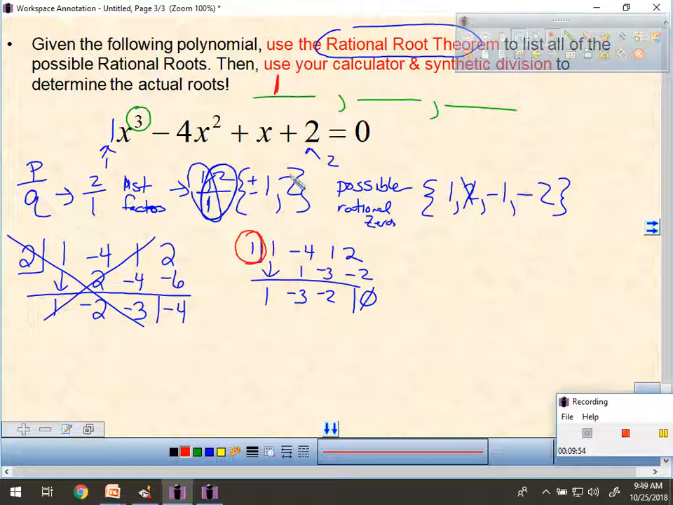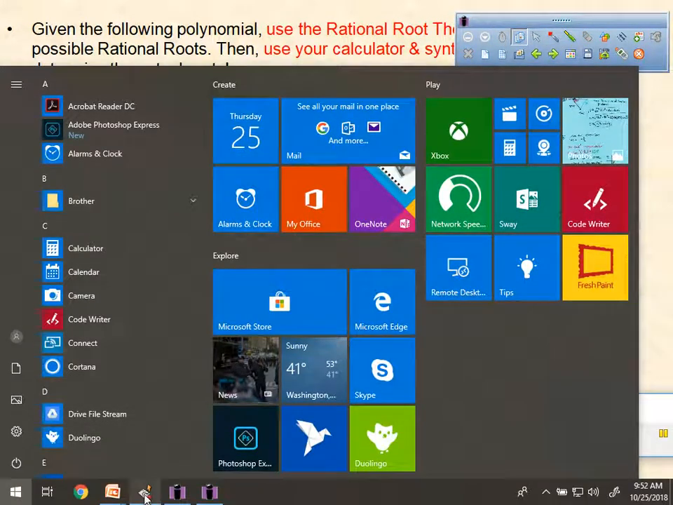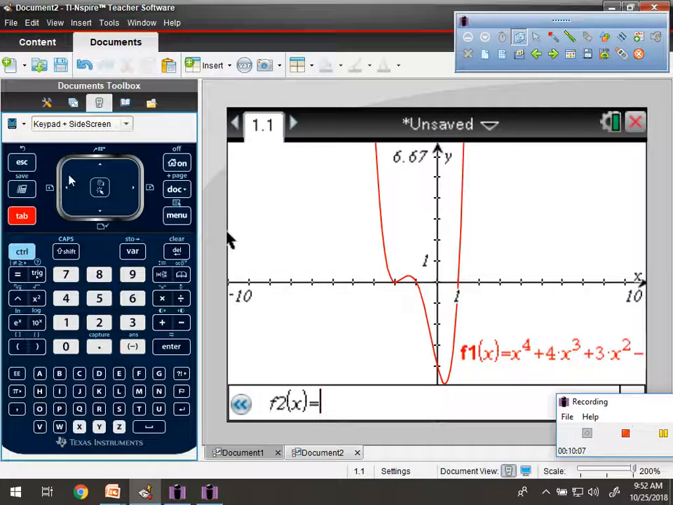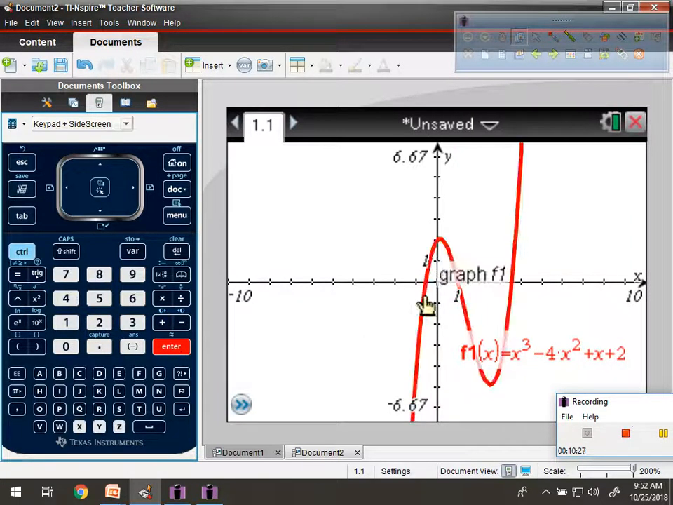Okay? Now, here's the thing. If you were to graph this, I want to prove it to you. So I'm going to minimize this for a second, and type that function into the graphing calculator. I'm going to hit Tab, go up, and clear this out. Then I'm going to type in my function, which is x cubed minus 4x squared plus x plus 2. And look at the graph that we get.